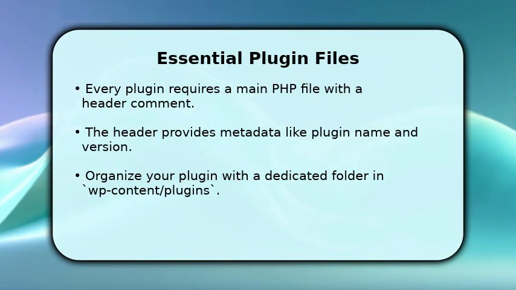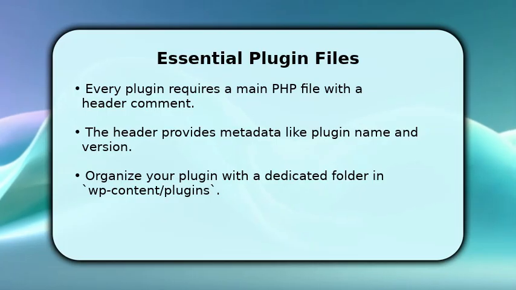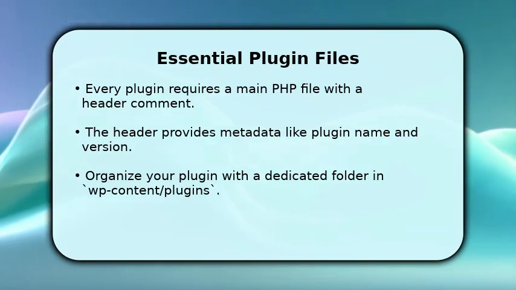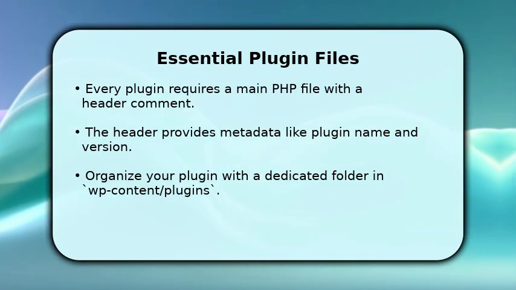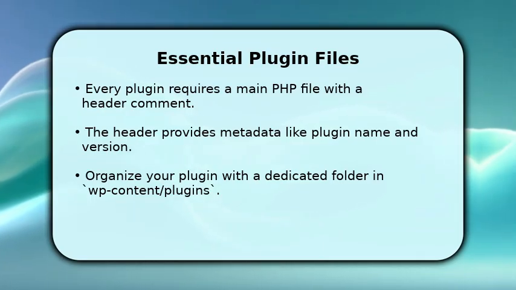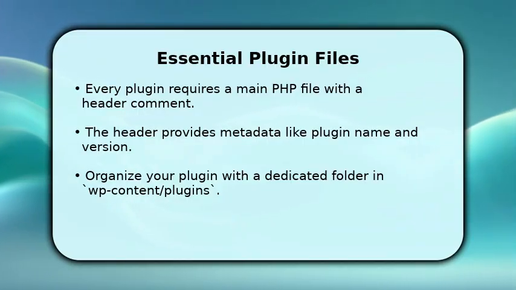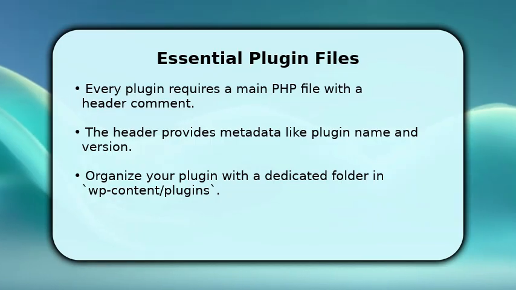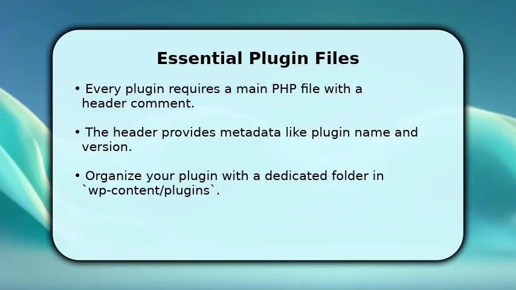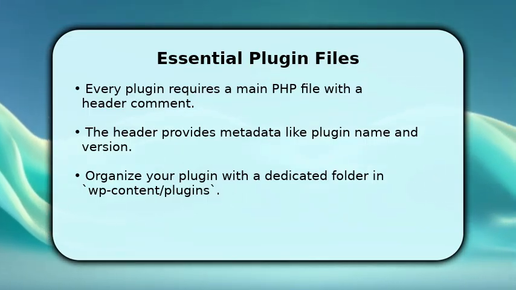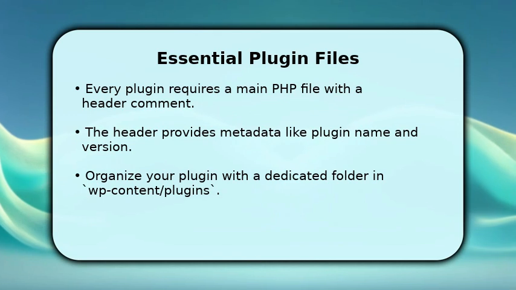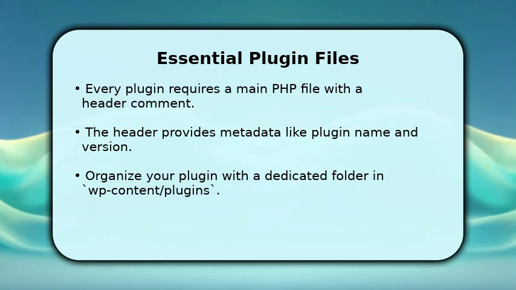Next, let's look at the essential files. Your plugin needs a main PHP file, typically named after your plugin, residing in its own folder within wp-content/plugins. This main file must include a special header comment at the top. This header tells WordPress it's a plugin and provides vital information such as the plugin's name, its version, and a brief description, usually under 140 characters. This structure helps WordPress recognize and manage your custom functionality.